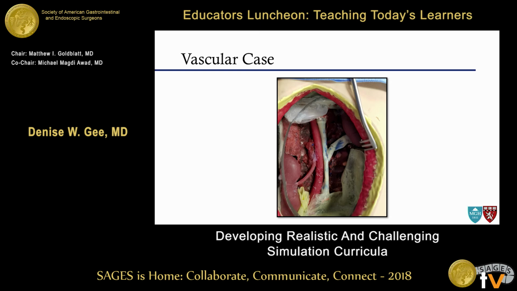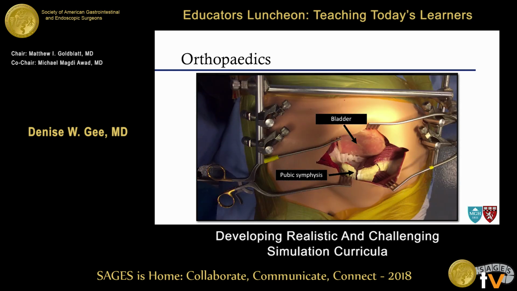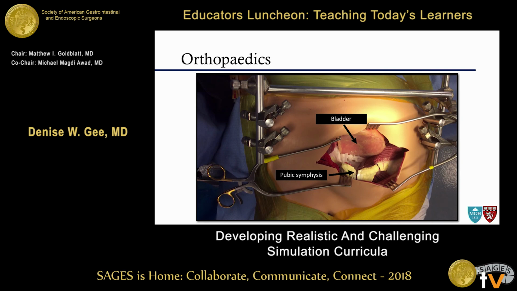A vascular case, this is for our residents, and this is just a Penrose drain that we ran fluid through, so the residents had to work on a vascular anastomosis without letting the patient bleed out. And here we did an orthopedic model, and it just involves a lot of hardware. By putting all these retractors on, it seems very realistic. If you look more closely, here is a pubic symphysis. Here's the bladder being retracted upwards. And we took that same bleeding model and put it in the pelvis.